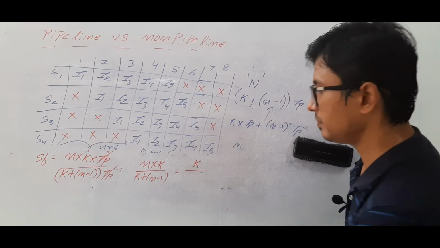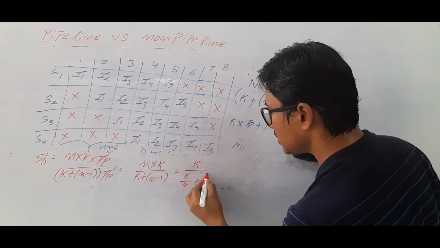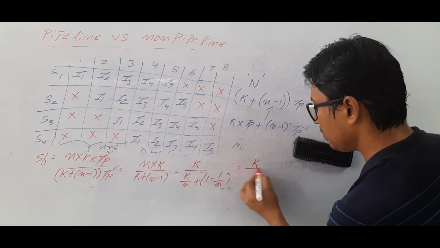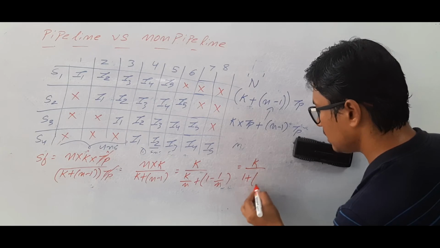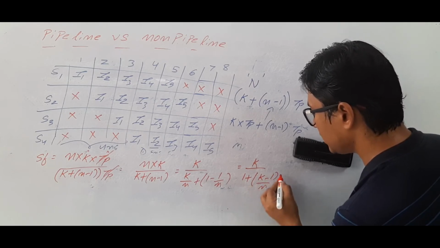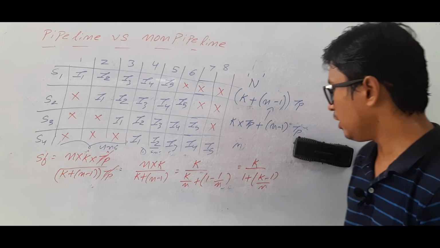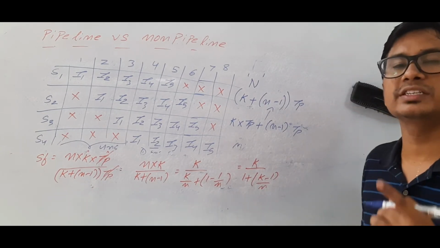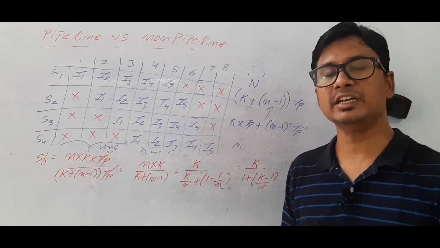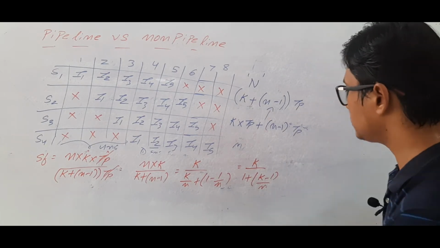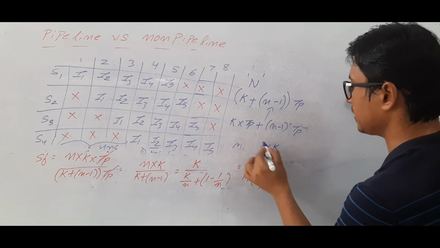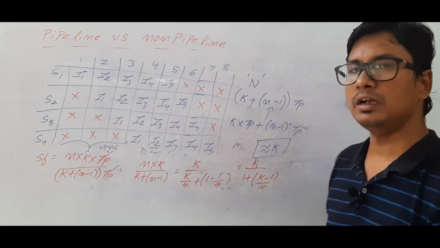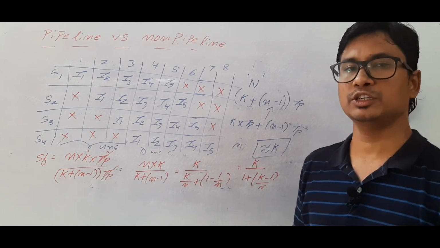k divided by (1 plus k by n minus 1 by n). I can write this as k divided by (1 plus (k minus 1) divided by n). Am I right? Now, if I take a large n value, meaning the number of instructions is very large, then it will be equal to k. So the speed up factor will go up to k, where k is the number of stages in an instruction to be executed.